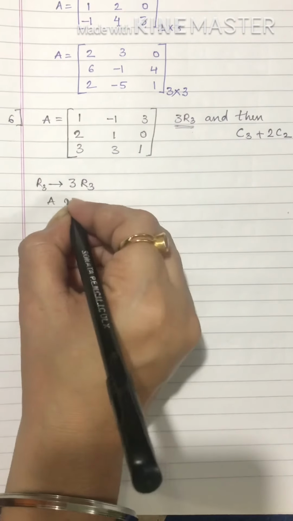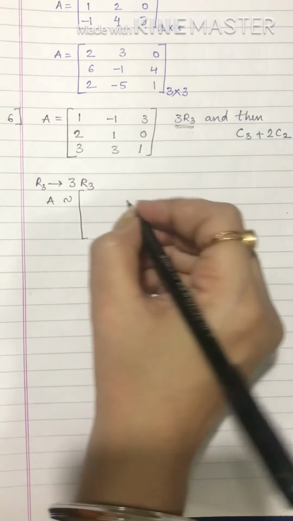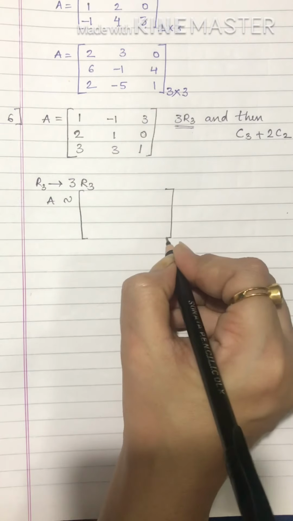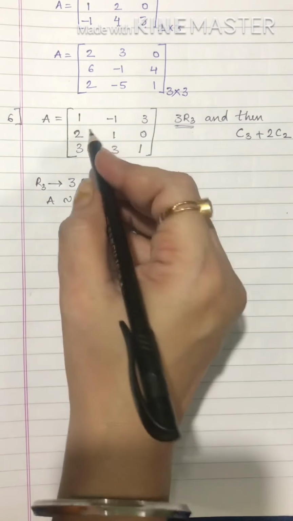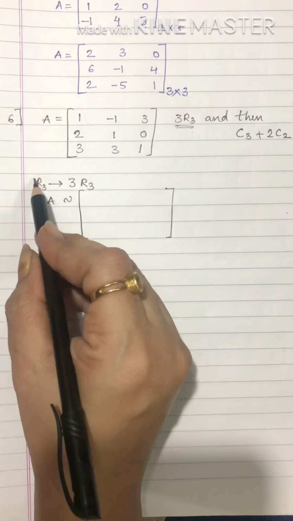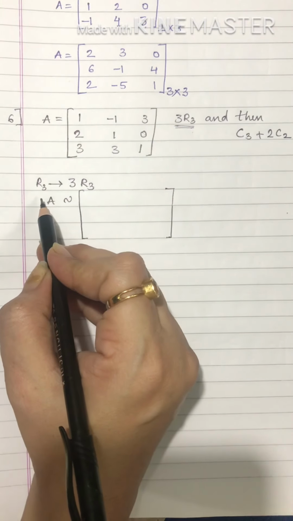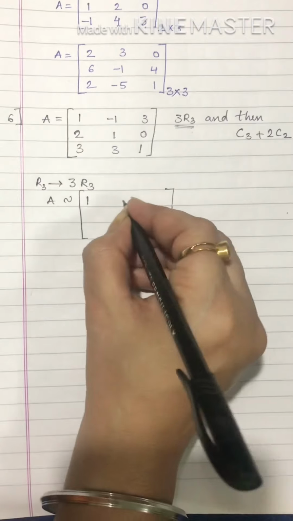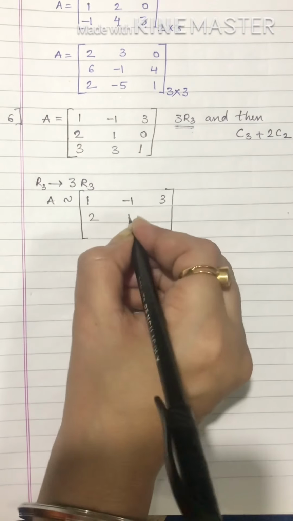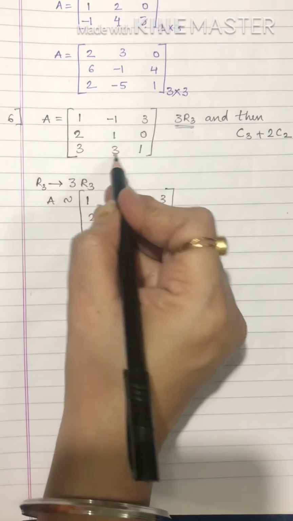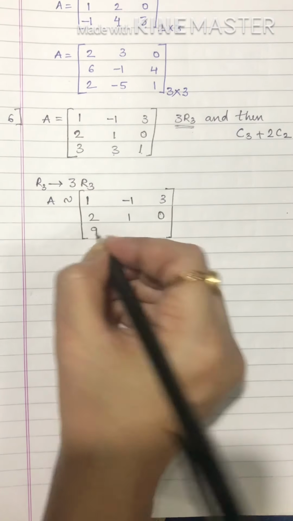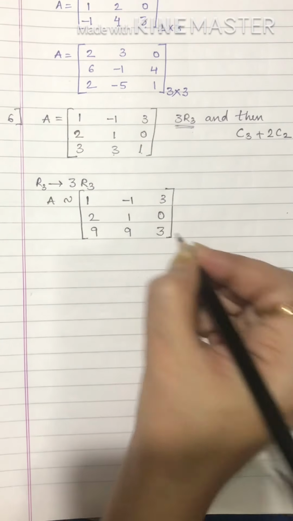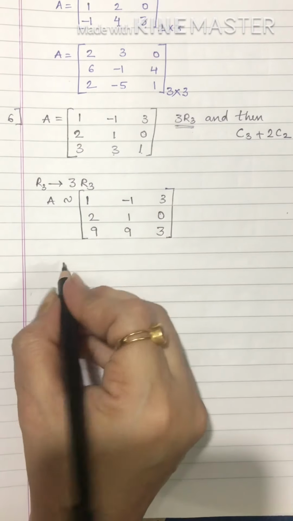So A becomes, as explained earlier, whichever rows are not subjected to transformation, let's write down those elements first. Now we have to transform only the elements from row 3, so R1 and R2 we will write as it is. And we have to transform this. 3R3 means thrice. Multiplying this, we get 9, 9 and 3. Okay, it's easy.